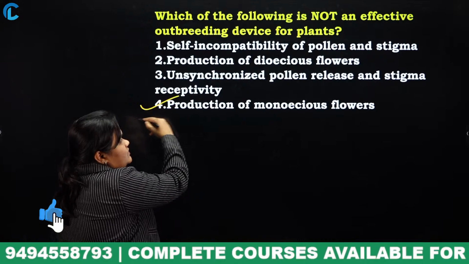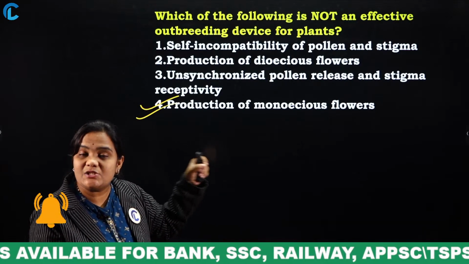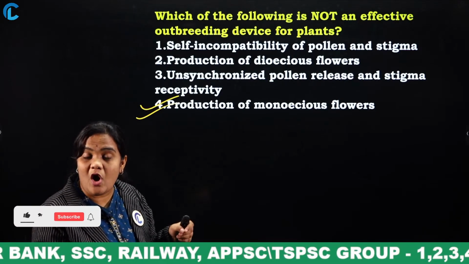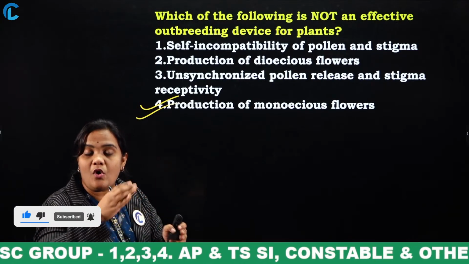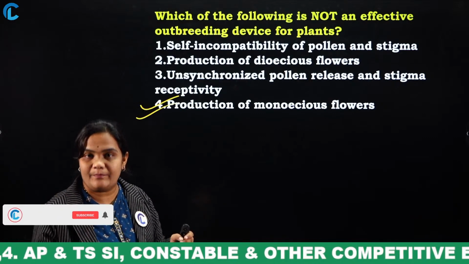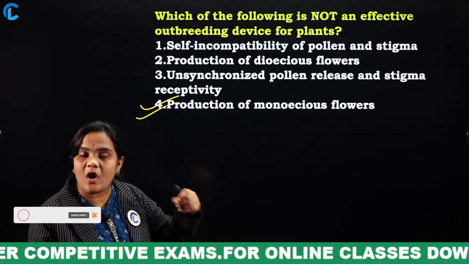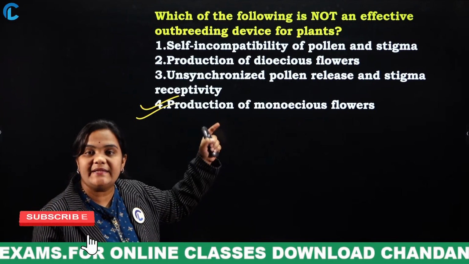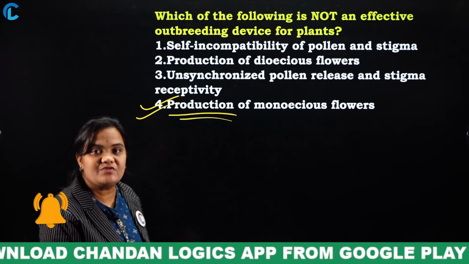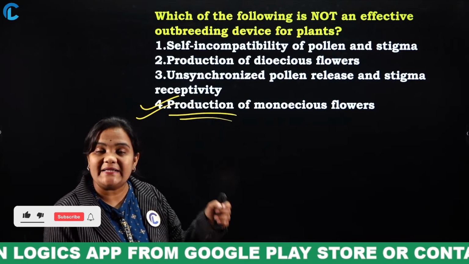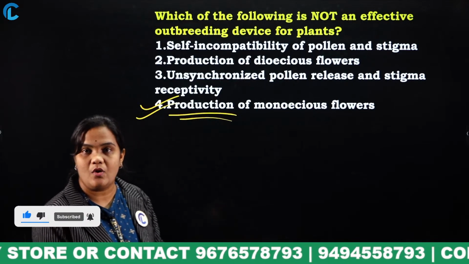What does option 4 say? Production of monoecious flower. What do monoecious flowers mean? In a monoecious flower, the male reproductive organ and female reproductive organ are present in the same flower. So they don't need any other plant for reproduction. Their reproduction happens in the same flower only. So they do not need any outbreeding or crossbreeding, they require only inbreeding. So the answer for this question is production of monoecious flower. They contain male and female reproductive organs in the same plant. Okay?